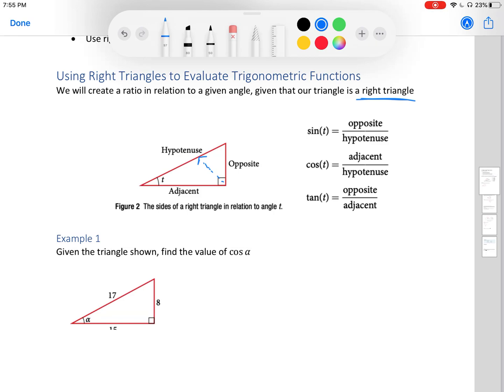Now from there, it all depends on our perspective and our angle. So let's say we're looking at our angle T. Then we have a side that's opposite of it, and a side that's touching it, the adjacent side. And you can also argue, well, isn't the hypotenuse adjacent? Technically, yes, but in reality, no. The hypotenuse is its own special side. Adjacent is the other touching side that's next to it, that's not the hypotenuse.